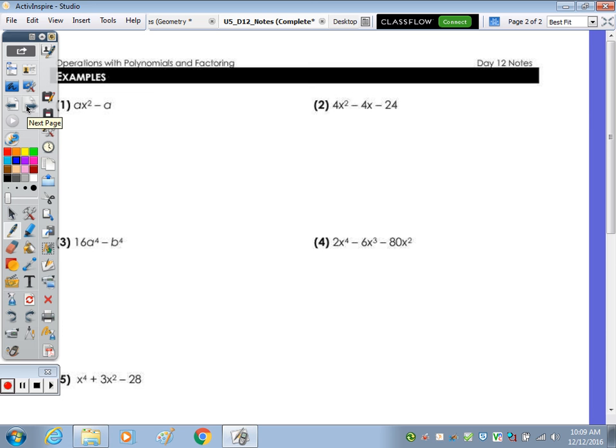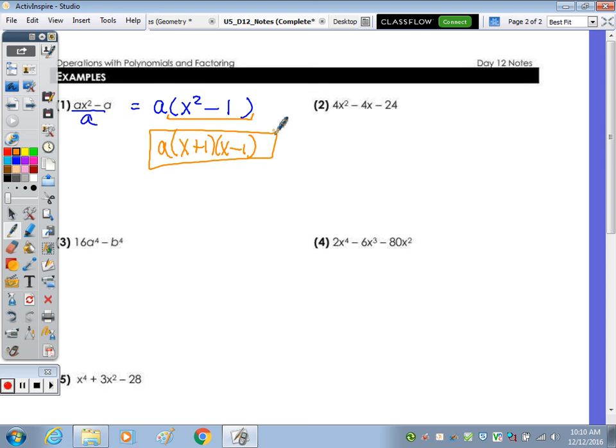Looking at number one, first check for a GCF. Ax squared minus a, the GCF is a. So remember, it's always set up as the GCF out front, then one parenthesis, and that's your quotient. What do you get after you divide this by a? So ax squared divided by a would be x squared minus 1. And then you look at your parentheses. Can that be factored? Yes, that's the difference of squares. So that factors x plus 1 times x minus 1, bringing down the a, that's factored completely.